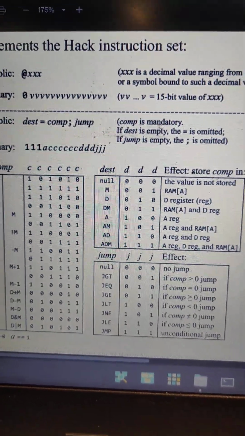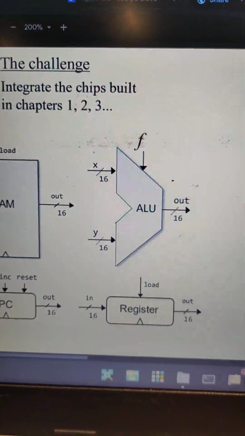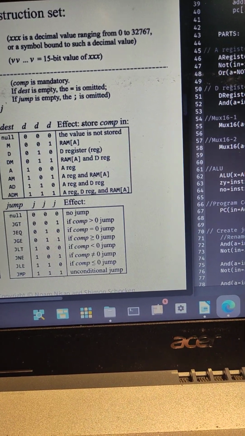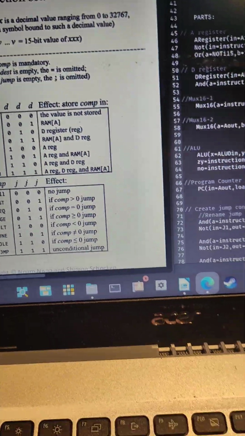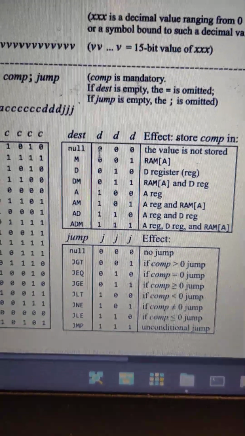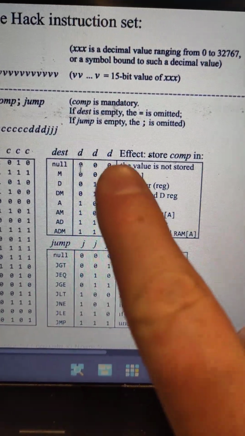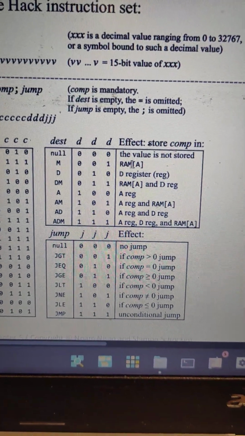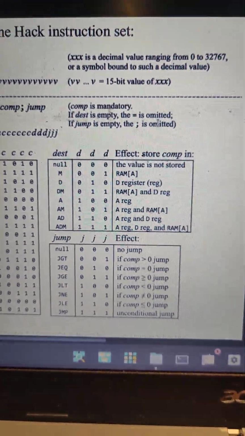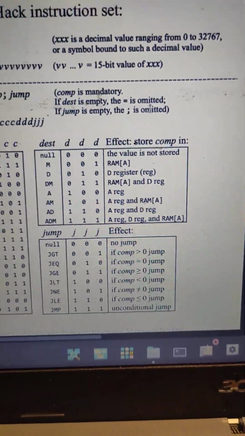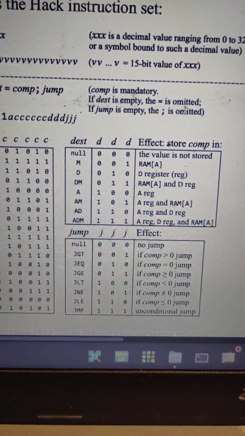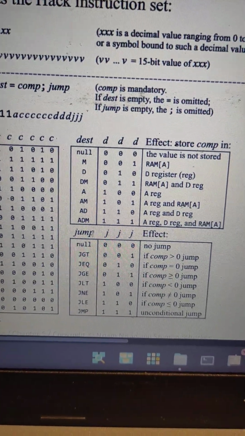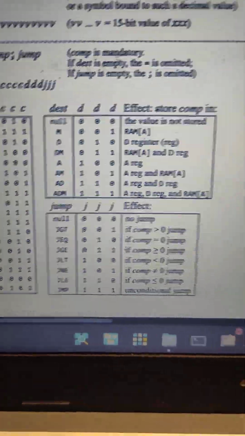The destination bits will let you know where the output is going. So here, obviously you can use these and a few gates to determine if the output of the ALU is going to the A register, the M register, the D register, whatever. And then jump, that was the most complicated part.